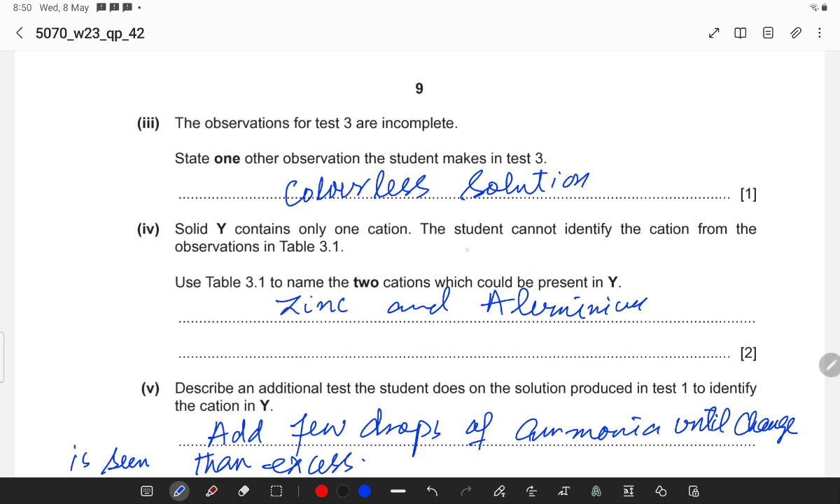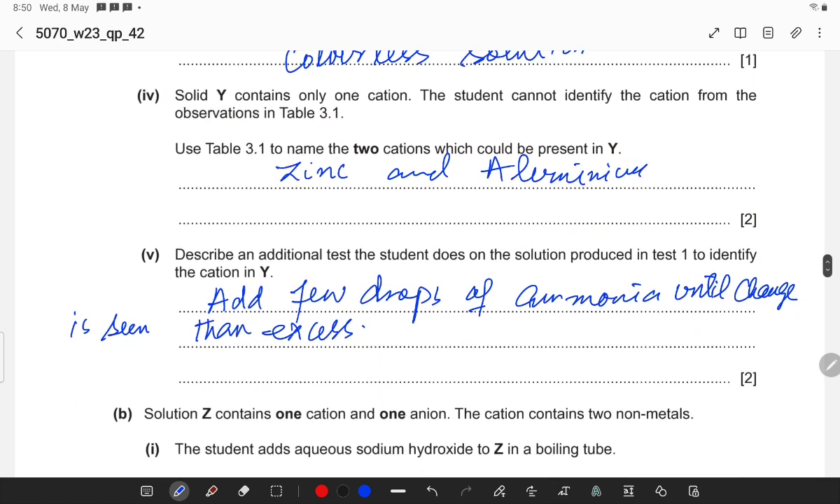Solid white contains only one cation. The student cannot identify the cation from the observation in table 1. Use table 3.1 to name the two cations. So zinc and aluminium. I have earlier discussed that if cations dissolve in excess of sodium hydroxide, zinc, aluminium or lead may be present. So zinc and aluminium are there.